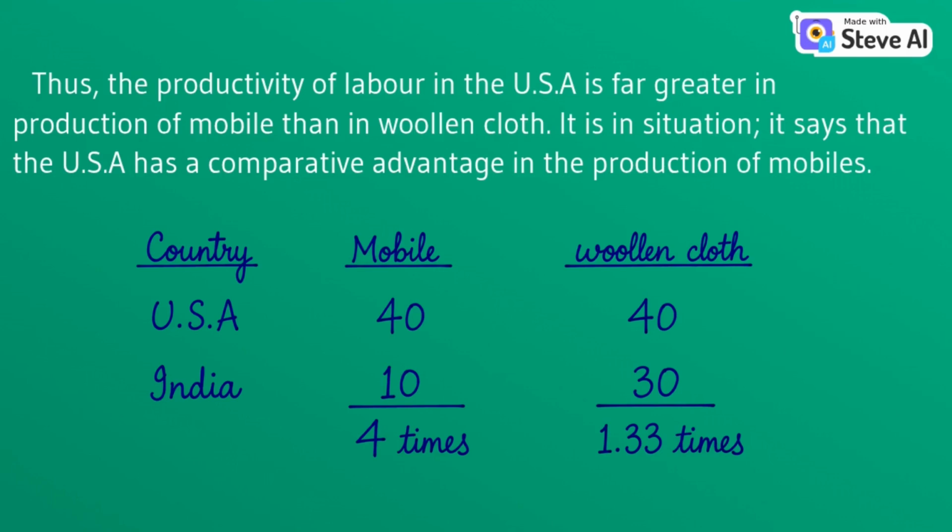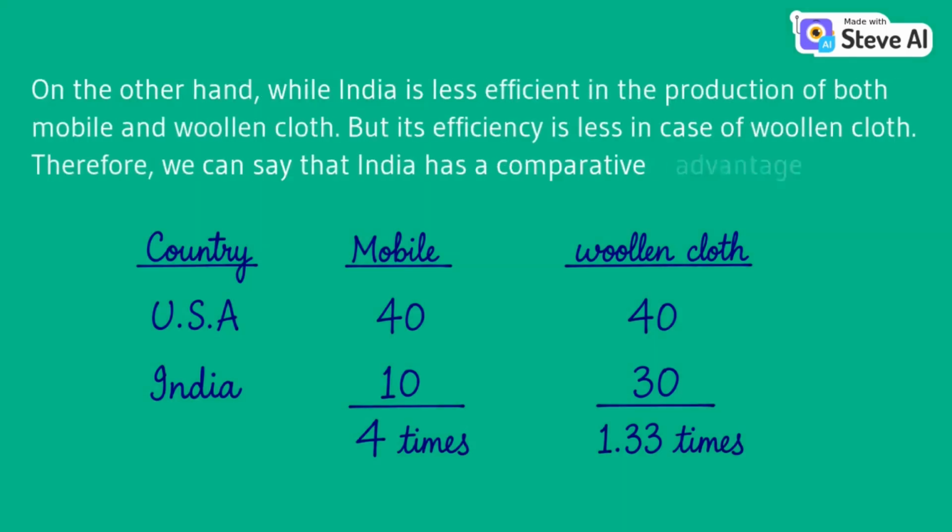In this situation, the USA has a comparative advantage in the production of mobiles. On the other hand, India is less efficient in the production of both mobile and woolen cloth, but its inefficiency is less in the case of woolen cloth. Therefore, we can say that India has a comparative advantage in the production of woolen cloth.